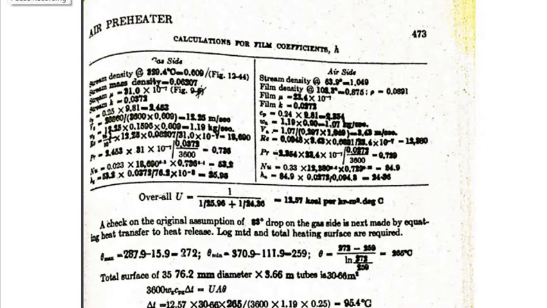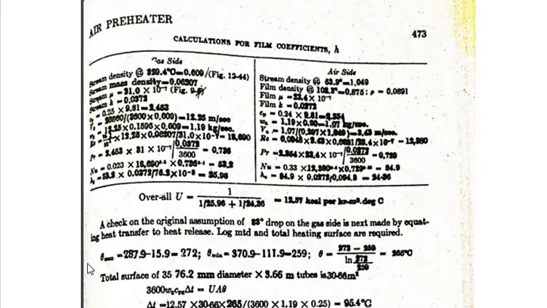So next would be this table, which shows the calculations for film coefficients. This side is for the gas and this side is for the air. These are how to solve the overall U. So a check on original assumptions of 83 degrees drop on the gas side is next made by equating heat transfer to heat release. Log MTD and total heating surface are required.